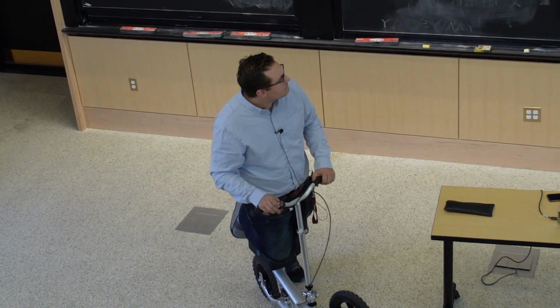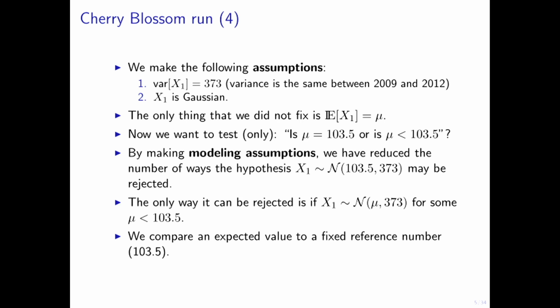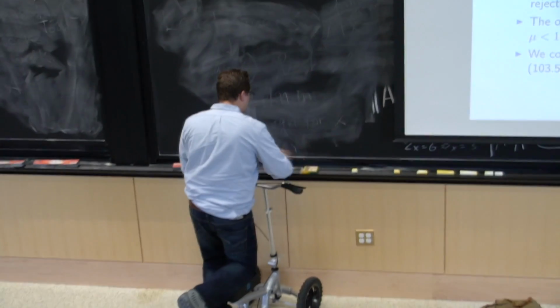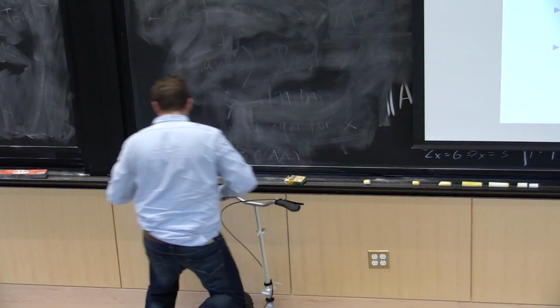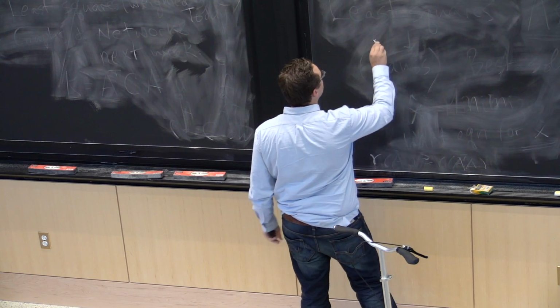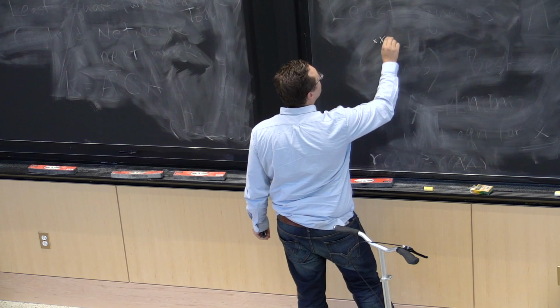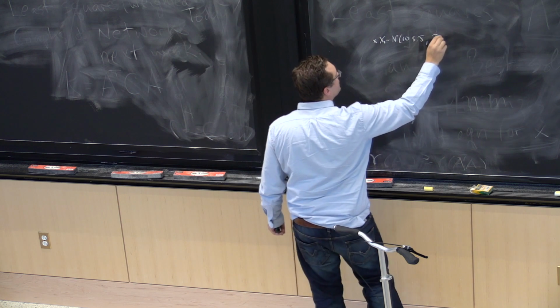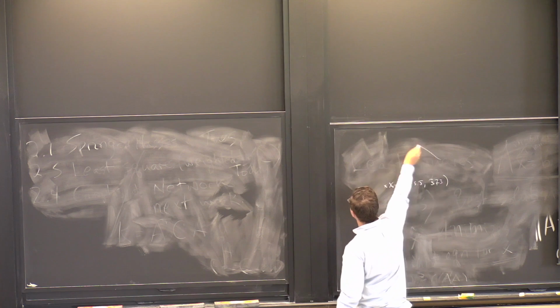And the only way I can reject my hypothesis now is if x belongs to a very specific family of distributions. If it has a distribution which is Gaussian with mean mu and variance 373, for mu less than 103.5. All right, so we started with x1. So that's the reality. x1 follows N(103.5, 373). And this is everything else.